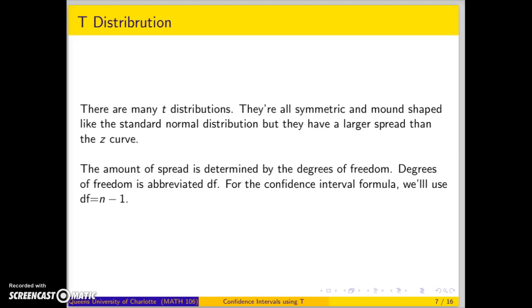So a little bit more about the t-distribution. They are shaped just like the standard normal, but with a larger spread. The amount of spread is determined by the degrees of freedom, or df, which is just equal to n minus 1, which is sample size minus 1. And your book goes into a definition and it explains it a little bit, but all you need to know is that degrees of freedom equals sample size minus 1.